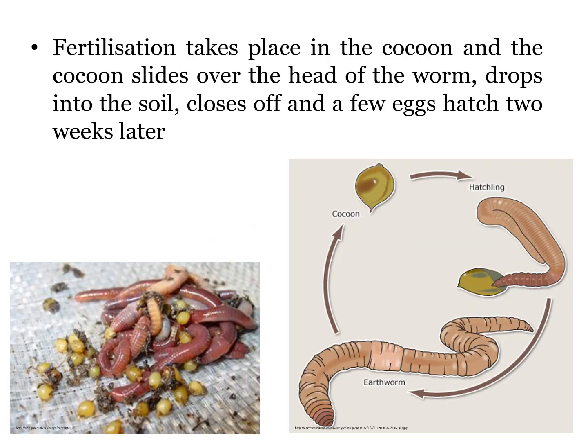In about 2 to 3 weeks, the newborn worms will hatch and emerge from the cocoon into the soil. This cycle of reproduction can happen every week to 10 days, another reason earthworm population can grow so quickly.